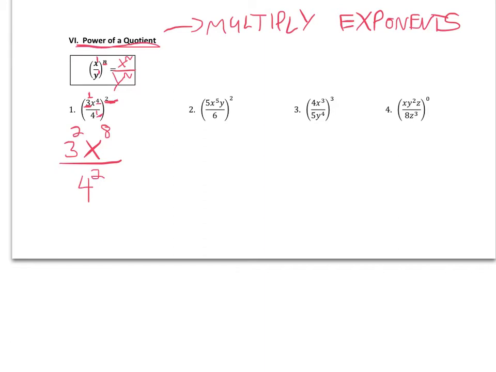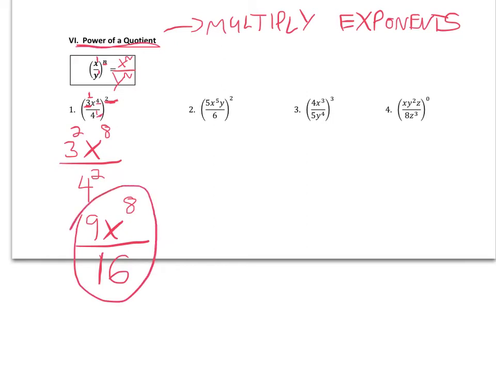And then if I just evaluate, 3 squared, remember that's not 6, it's 3 times 3, which is 9. So I have 9x to the 8th. 4 squared is 16, because that's 4 times 4. The 9 over 16 does not simplify, so that's it. That's your answer.